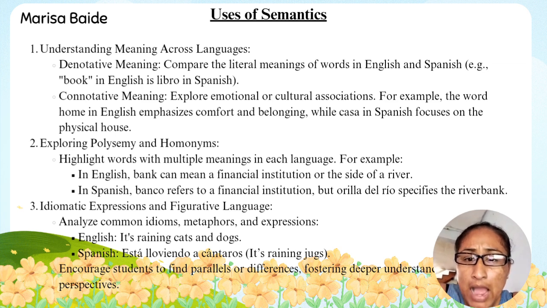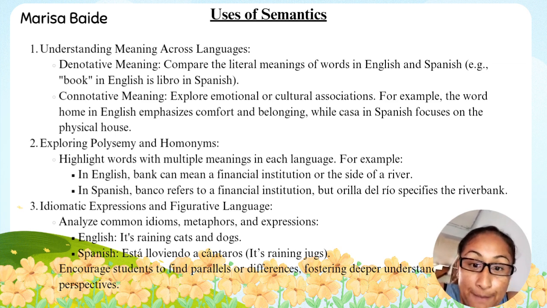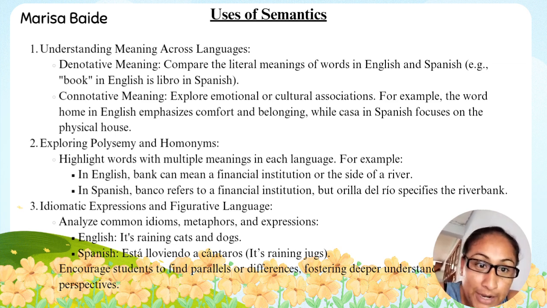Two, we're exploring polysemy and homonyms. These highlight words with multiple meanings in each language. For example, in English we can say bank. Bank can mean a financial institution, or it can mean the side of the river. So it has more than one meaning, right? It depends on how you use it in context. And in Spanish, banco refers to the financial institution, while if we want to talk about the river bank specifically, it is orilla del río. That more specifically names the river bank, right?